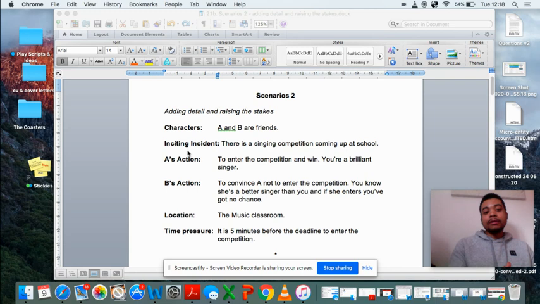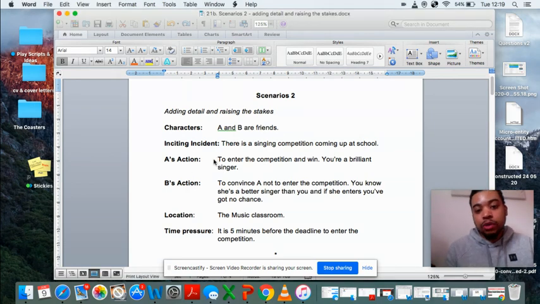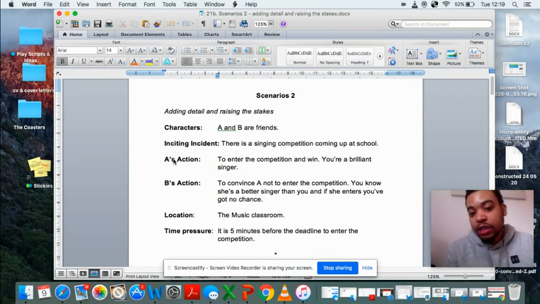So the inciting incident. There is a singing competition coming up at the school. This is the inciting incident, the thing that's initially going to happen, the initial setup. What is this story going to be about? So A's action. Let's call A Rachel, for the sake of this. Rachel wants to enter the competition and win. She's a brilliant singer. So let's say that character B is Sarah. Sarah wants to convince A not to enter the competition. You know that Rachel is a better singer than you, and if she enters, you've got no chance.